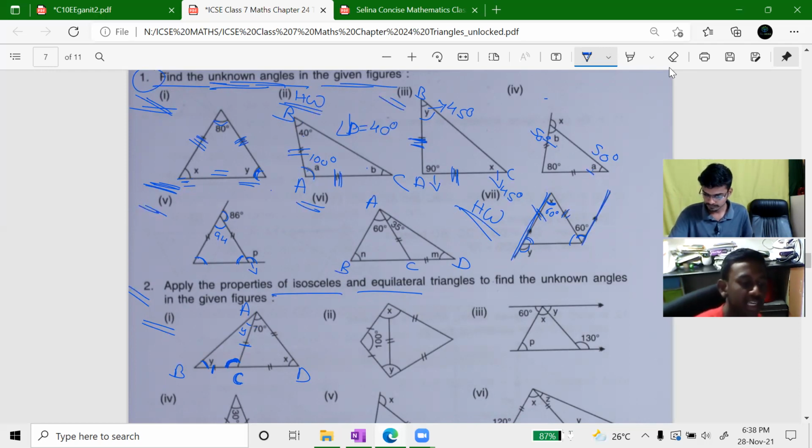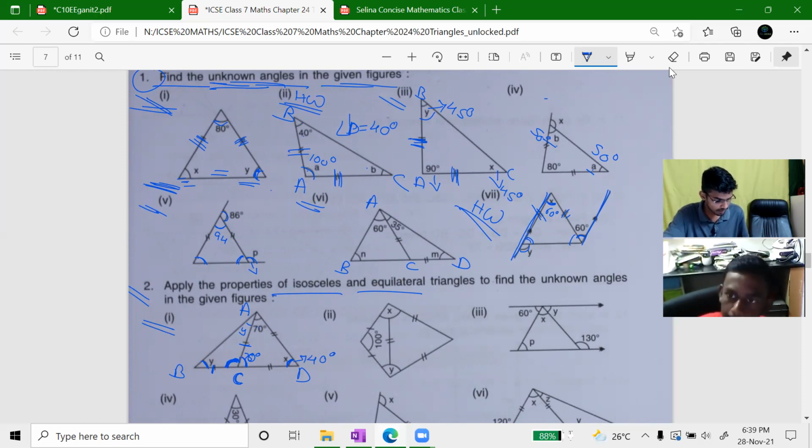Sir, Y and Y, if we take both, it will become 2Y, and C is what? Listen. What will be this angle? 70 degrees. Any doubt till here? If these both are 70, then what will be this angle? That will be 40 degrees. Any doubt till here? No, sir.